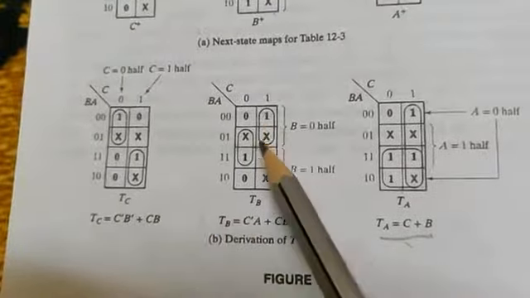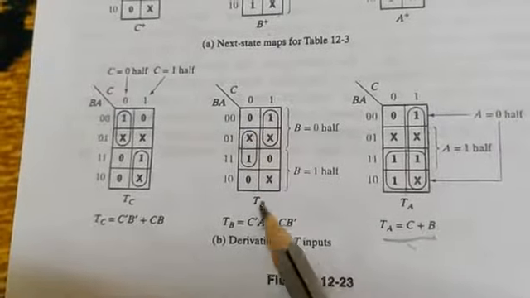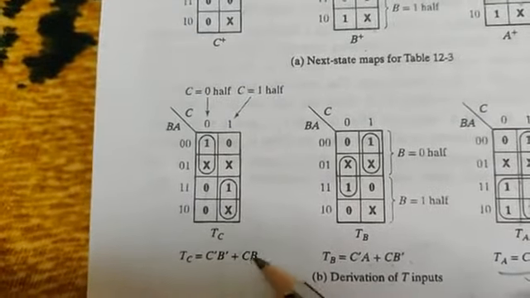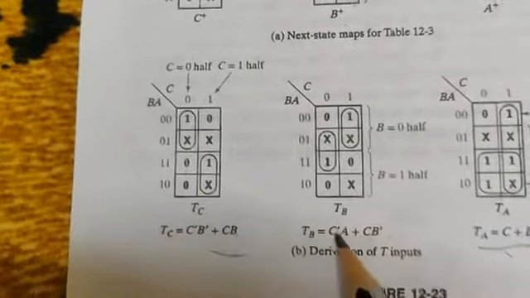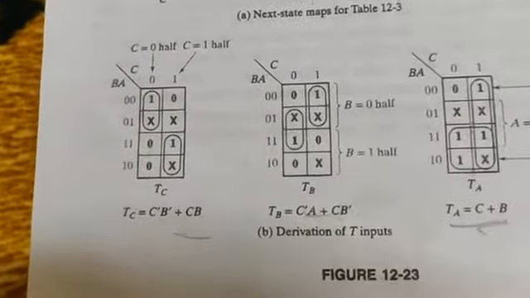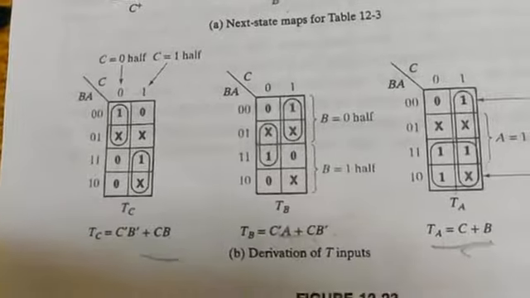Similarly, you get two pairs here. The equation for these two is C bar A and C B bar. Here also you get two pairs, so the equation for this is C bar B bar plus CB. You got three equations: TC, TB, TA. These three equations are most important in constructing the circuit diagram. So now we shall concentrate on the circuit diagram.